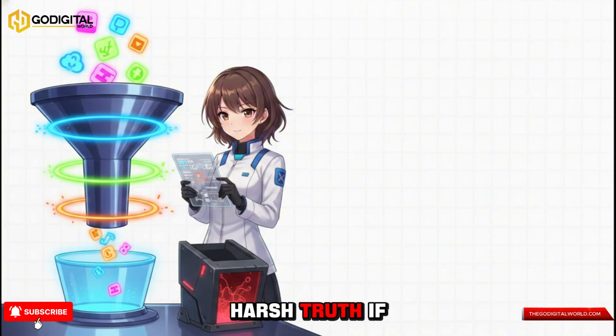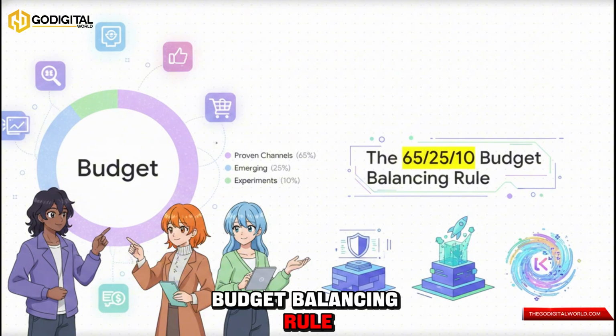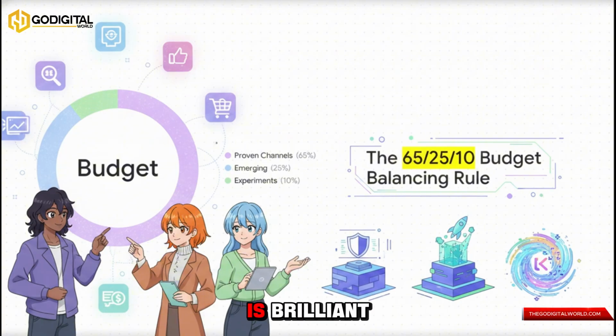Here is the harsh truth. If a channel fails 2 of these, it's just a distraction. Drop it. Once you've picked the channels that do pass the test, you need a budget balancing rule to maintain stability. And this setup is brilliant.